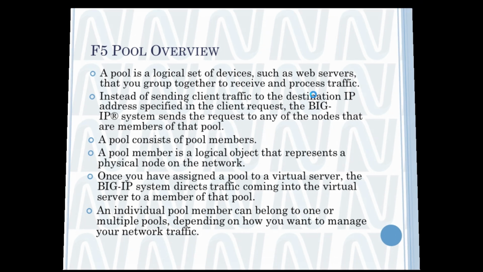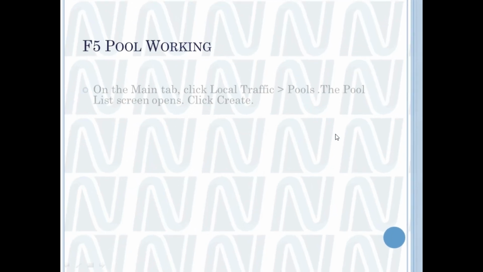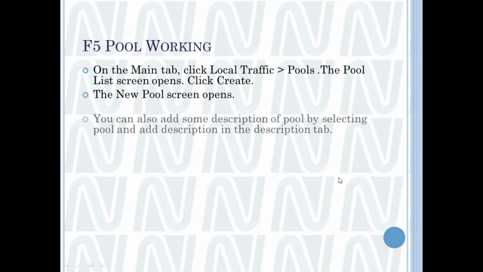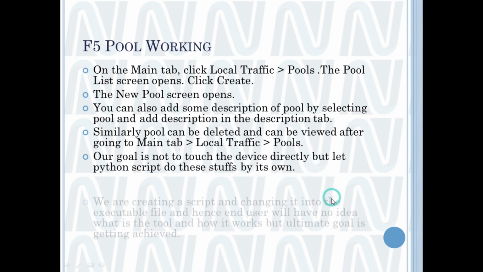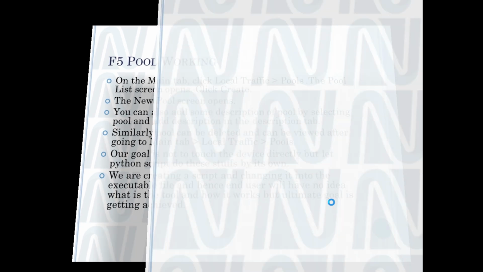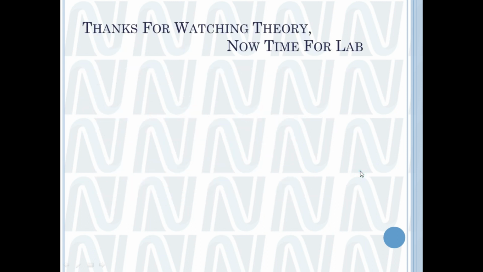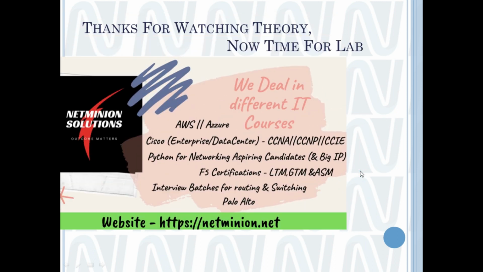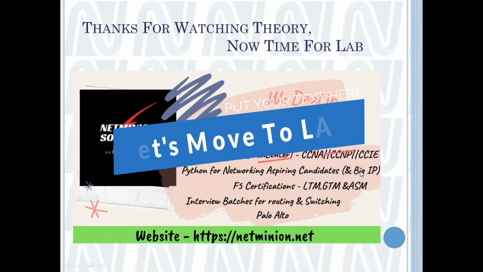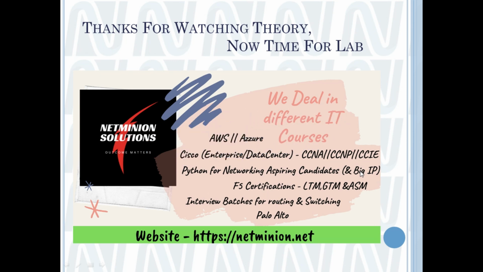So how to create a pool using the GUI? If you are aware, that is good. If you are not, I will give you a quick demonstration through the GUI as well. We need to go to the main tab, then Local Traffic, then Pools, and under Pools we can create the pool. So that was all for the theory section. If you require more, you can check our website, and let us now proceed with our lab demo directly.